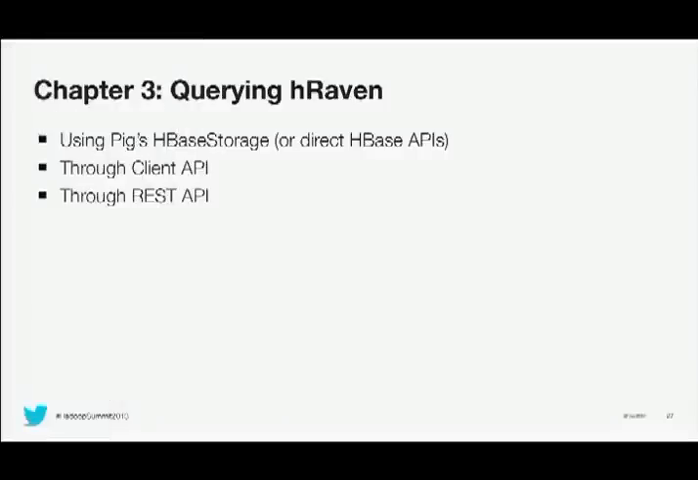Now, for querying all of this data, we have a number of options. We have the basic HBase APIs, either the direct HBase client APIs or MapReduce input formats. Or we often use Pig's HBase storage as well to do ad hoc processing on these tables. hRaven also provides its own custom Java client API, which provides some higher level abstractions around the flows, jobs, and tasks. And we also have a simple REST service that exposes APIs that we've used heavily for integrating with other systems, like building custom dashboards internally, for example.